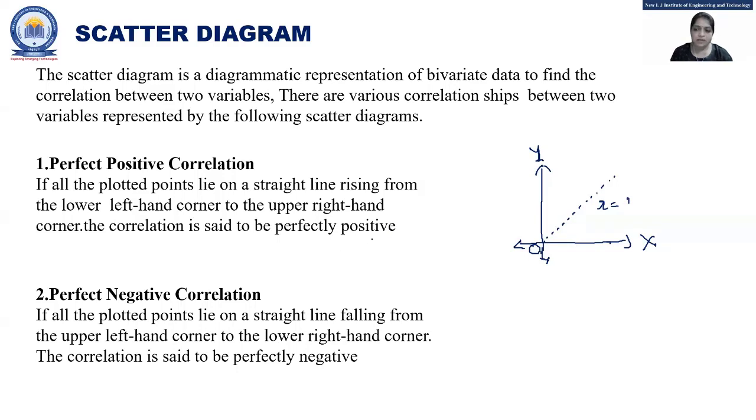Similarly, what is the perfect negative correlation? If all the plotted points lie on a straight line falling from the upper left hand corner to the lower right hand corner, the correlation is said to be perfectly negative. And if we want to describe it through a graph, this is the x-axis, this one is the y-axis, here this is our origin, and here this line represents the perfect negative correlation, that is r is equal to -1.